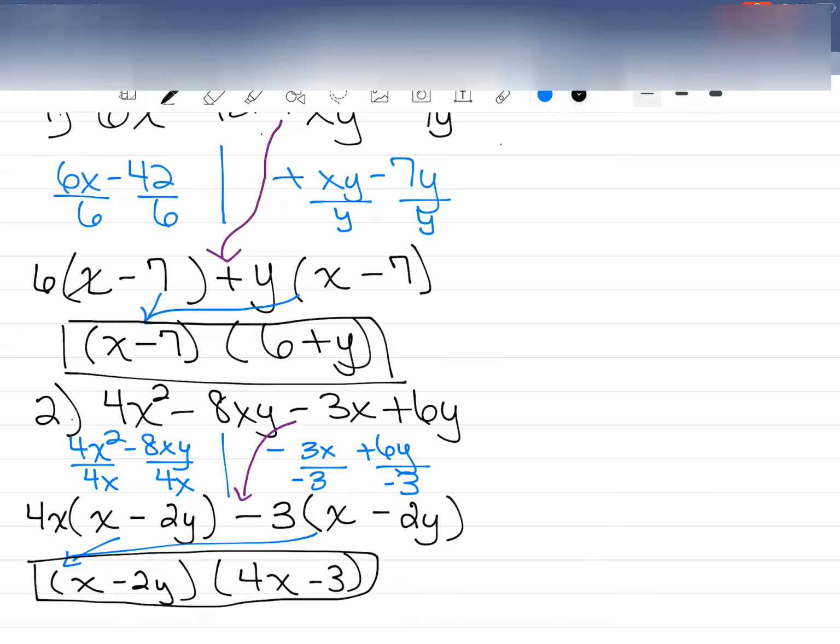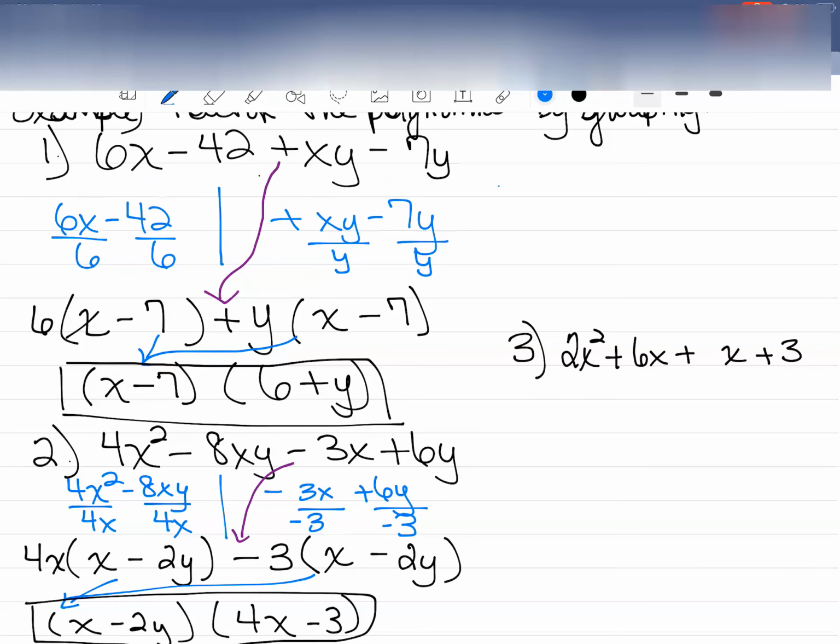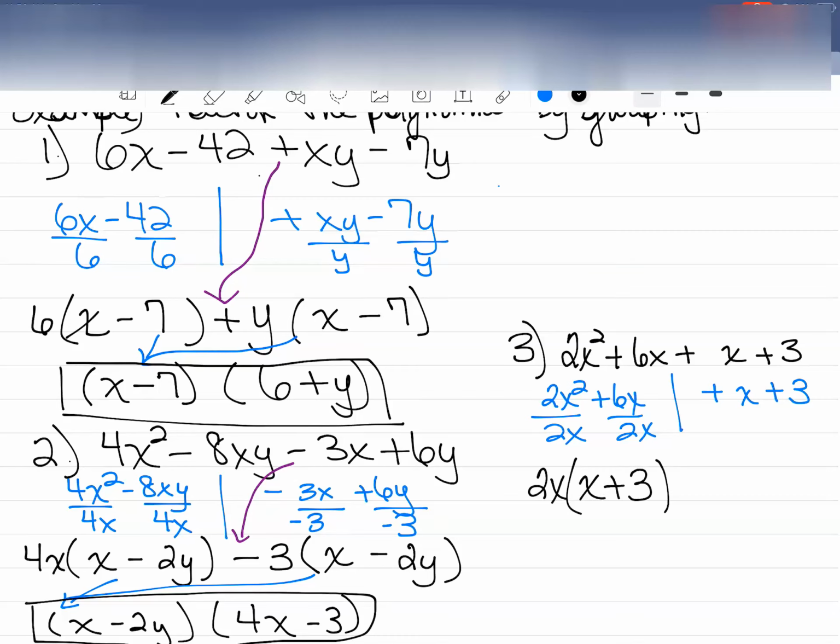Let's do one more. I'm going to split them in twos. When I split them in twos, first two terms, the 2x squared plus 6x, has a 2x that's in common, so that's what I'm going to factor out. What I'm going to end up leaving behind when I factor the 2x from the 2x squared plus 6x is an x and a plus 3. On the second two terms, the x and the plus 3, there's nothing there that I see in common.